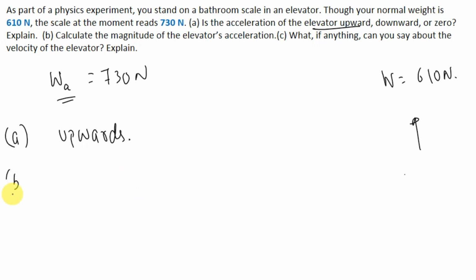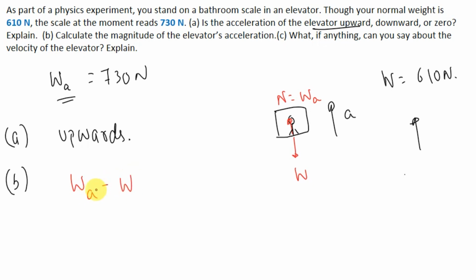Okay. Now next in the B part, it says to calculate the magnitude of the elevator's acceleration. It's pretty simple. So this is the elevator and you are standing here. The only two forces acting on you are, first, the gravity force W due to gravity. Next, the normal force, which in this case can be written as the apparent weight WA. So by using Newton's second law of motion, we can write that WA minus W, this is the net force. Net force equals mass times acceleration. So we can write that WA minus W is equal to mass times acceleration.